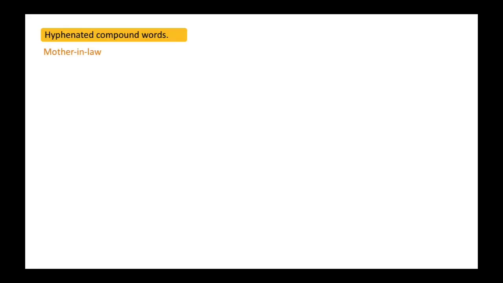For example, mother-in-law, 2-year-old. Hyphenated compound words tend to become closed over time, so they become one word. For example, fireman, notebook. Open compound words are made up of 2 nouns that represent a single idea. There's a space between the words, but no hyphen. For example, dinner table, living room.